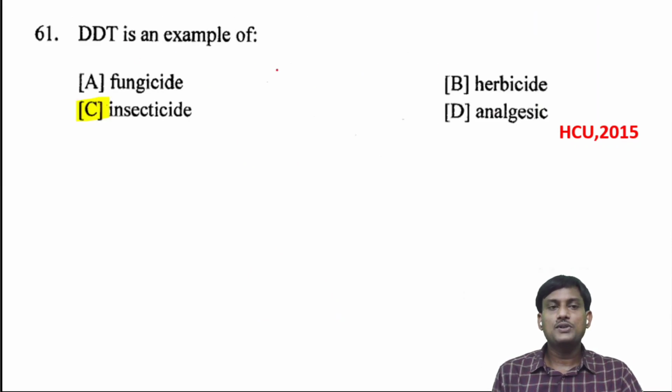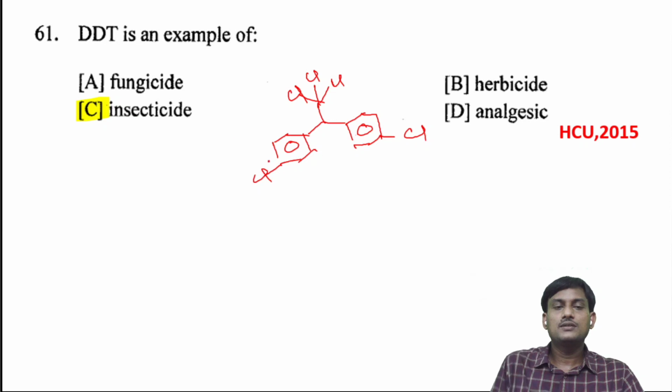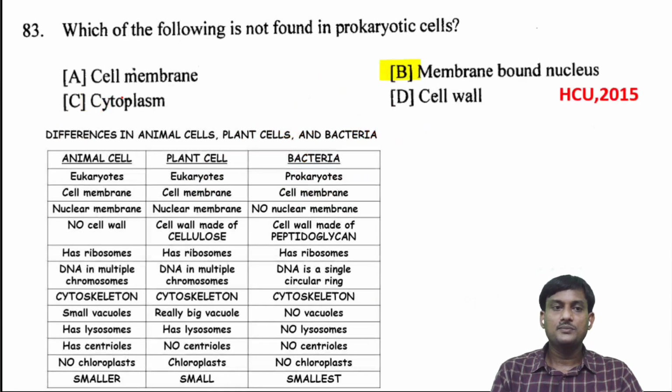DDT is an example of? DDT, dichloro diphenyl trichloroethane. This is the structure of DDT. This is used as an insecticide. It kills mosquitoes and also some insects. So DDT is an example of an insecticide.